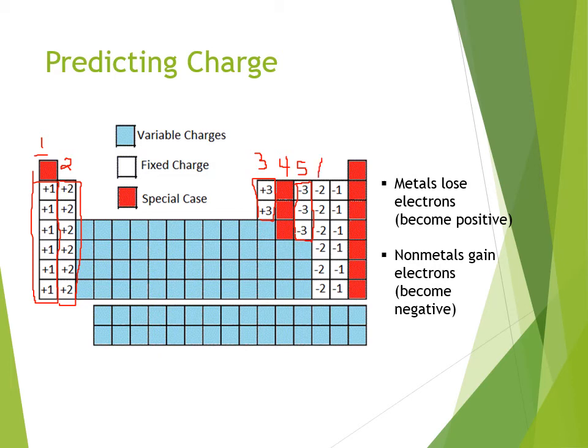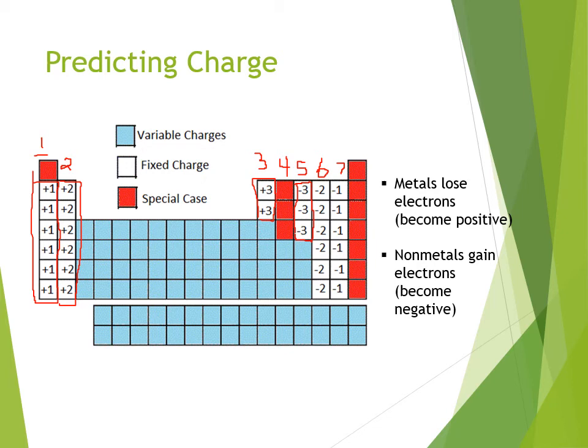Next, group 16 has 6 valence electrons. The reason they form a -2 charge is because they need 2 more electrons to have 8 to be happy. Next, group 7, the halogens, always have a -1 charge. That's because all they need is one measly little electron to have 8 and have a noble gas state to be happy.